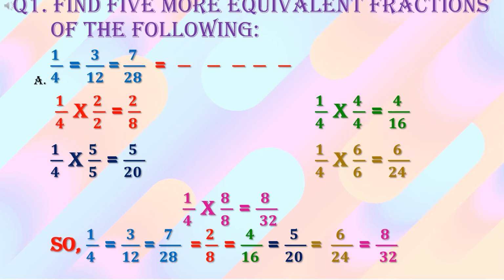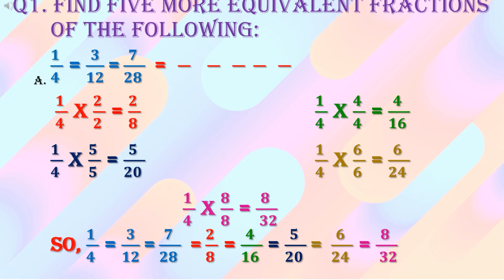Next we will multiply 1/4 by 5. Numerator and denominator both will be multiplied by 5. So 1 multiplied by 5 is equal to 5 and 4 multiplied by 5 is equal to 20. So in result we have got the numerator 5 and denominator 20 and the fraction is 5 upon 20.